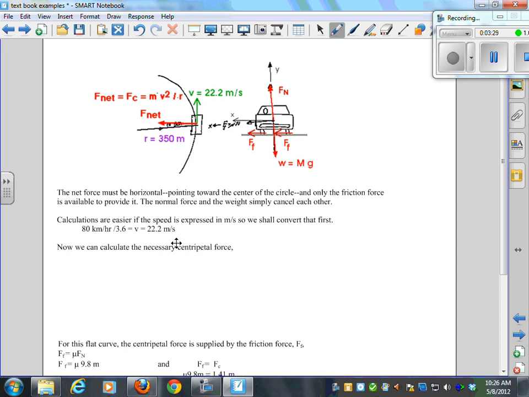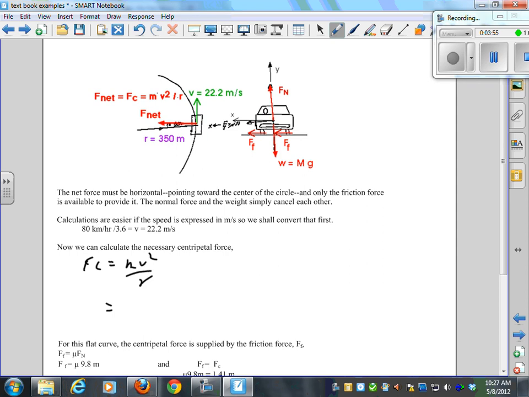It says we can calculate the necessary centripetal force. I'm going to write FC is equal to mv squared over r, and you can see in your handout that it works out. Now we don't have the mass of the car, do we? No, it's just a car. It could be any car. Could be a Cadillac. Could be a little smart car.